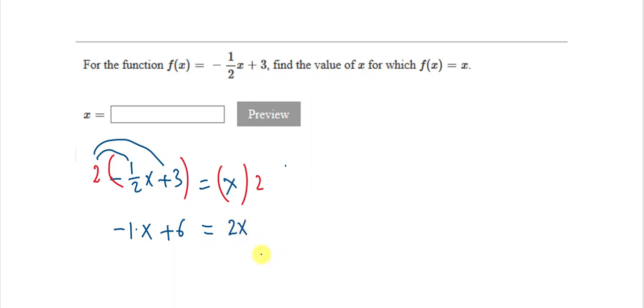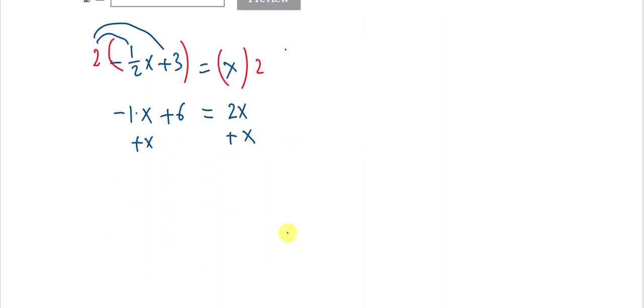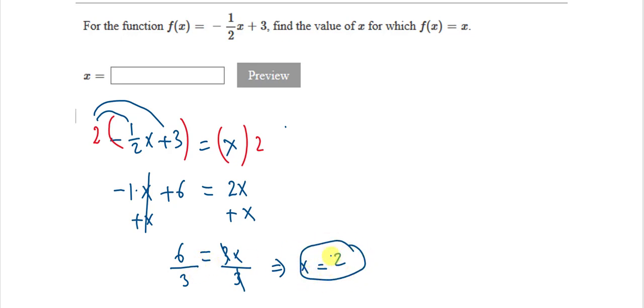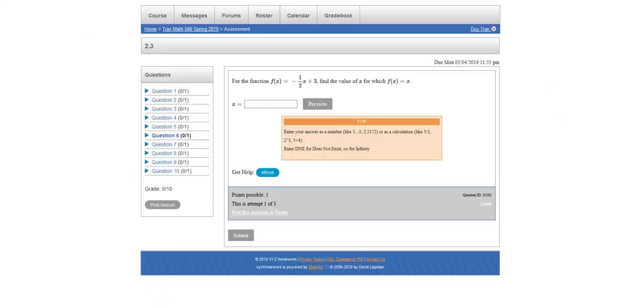Now let's just move the x to one side. So this is minus 1x, so I add 1x on both sides. Then I get 6 equal 2x plus x, 3x, and then divide both sides by 3. So x becomes 6 divided by 3, which is 2. So 2 is the value of x. That makes this requirement true. Back here, the answer should be 2.